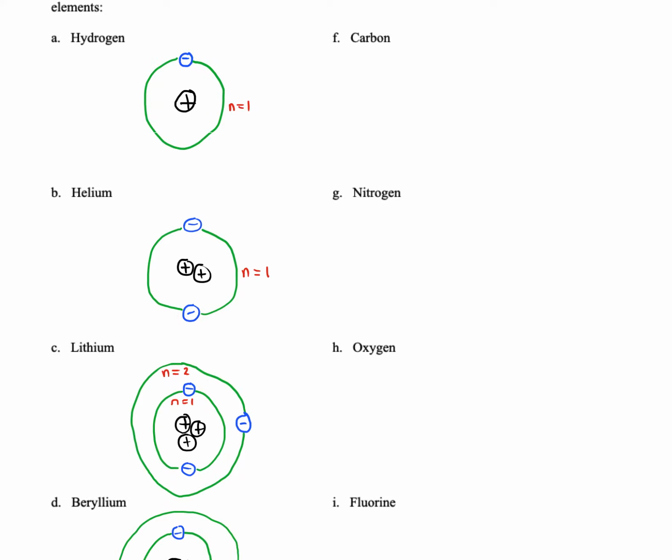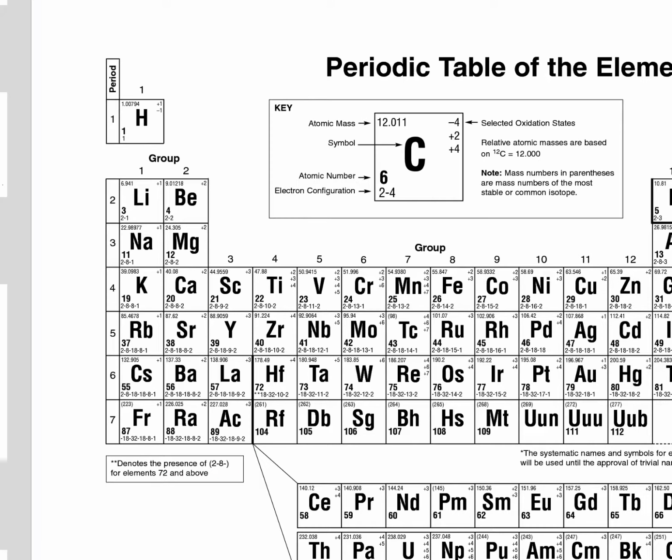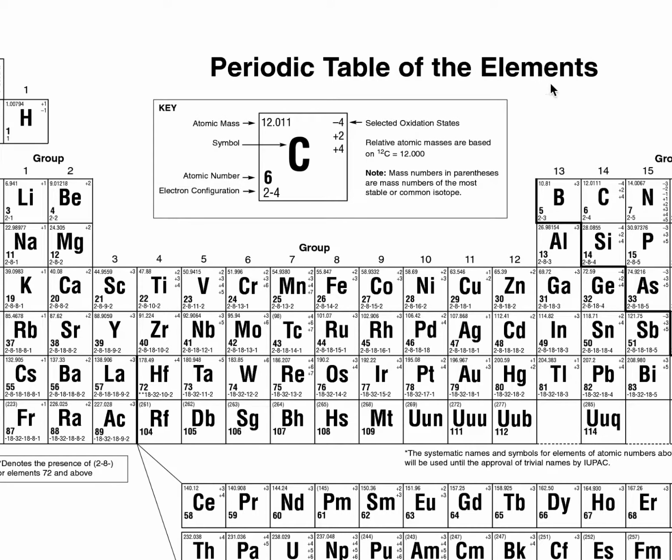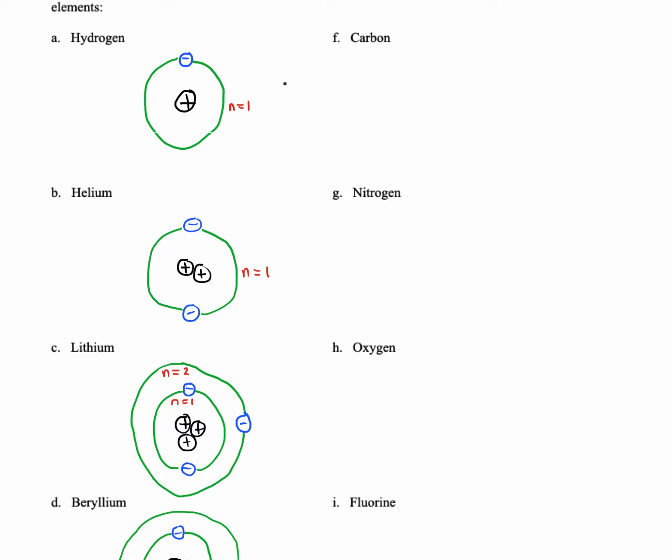All right, now we're going to try carbon. So according to the periodic table here, carbon has 6 protons in its nucleus. So we just want to draw that.